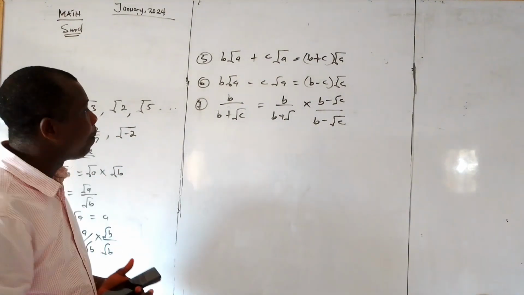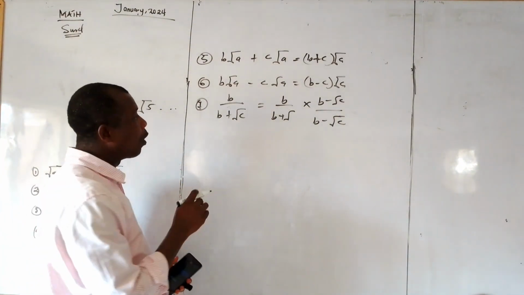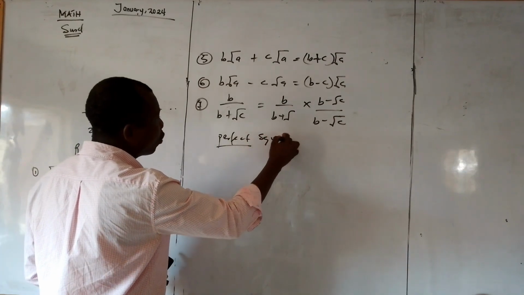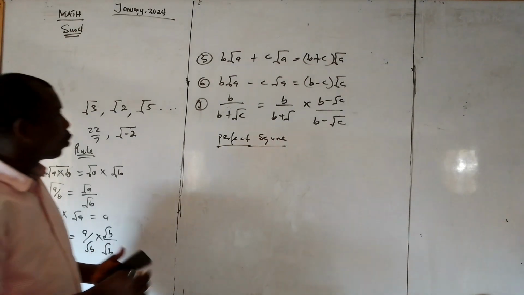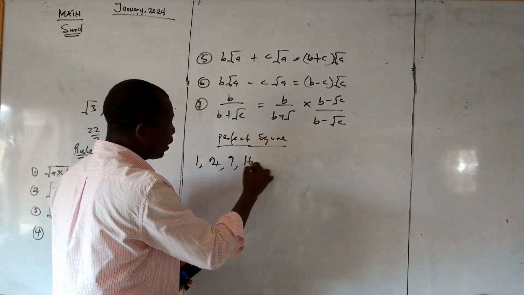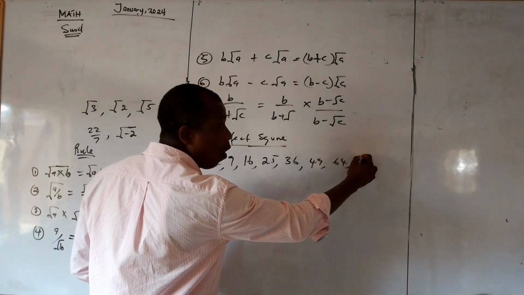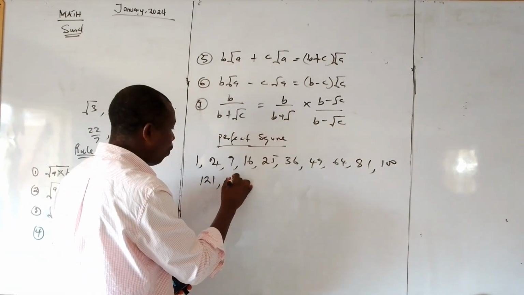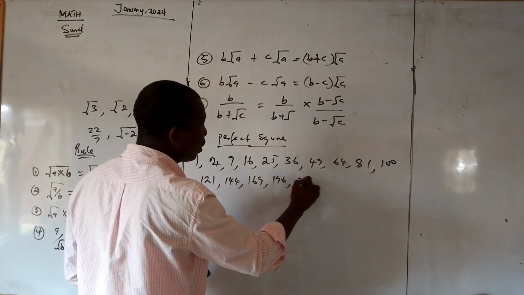Very, very important. The next concept you need to know in surds is what we call perfect square. What do I mean by perfect square? Those numbers that when I find the square root, they will give me a single value. We call that perfect square. Examples are 1, 4, 9, 16, 25, 36, 49, 64. We have 81, 100, 121, 144, 169, 196, 225.